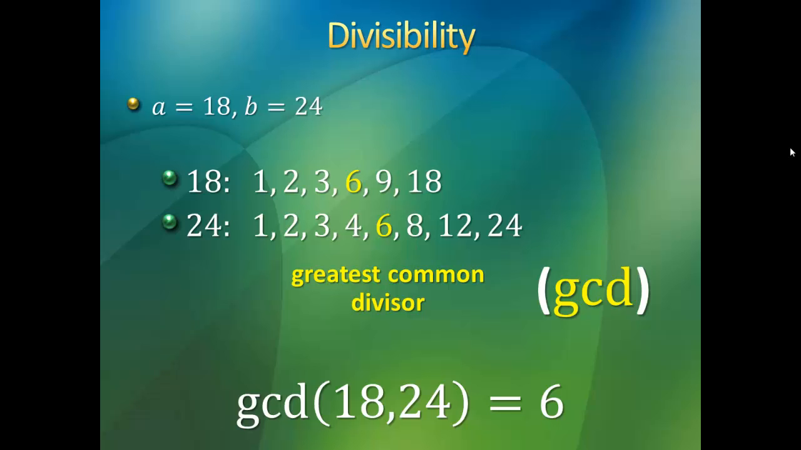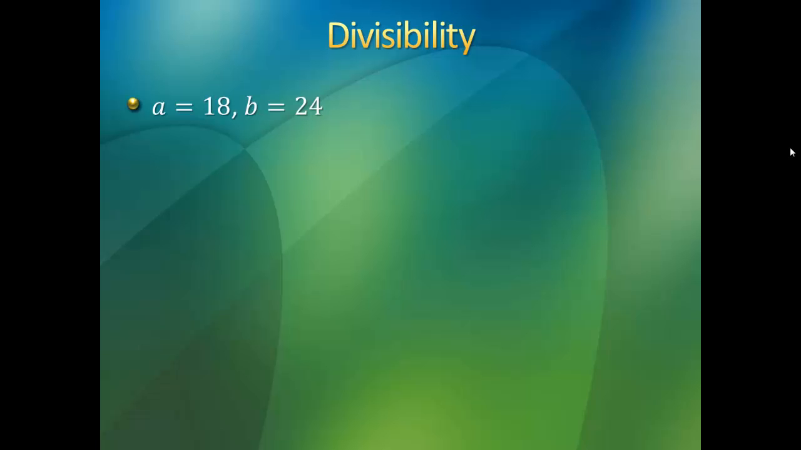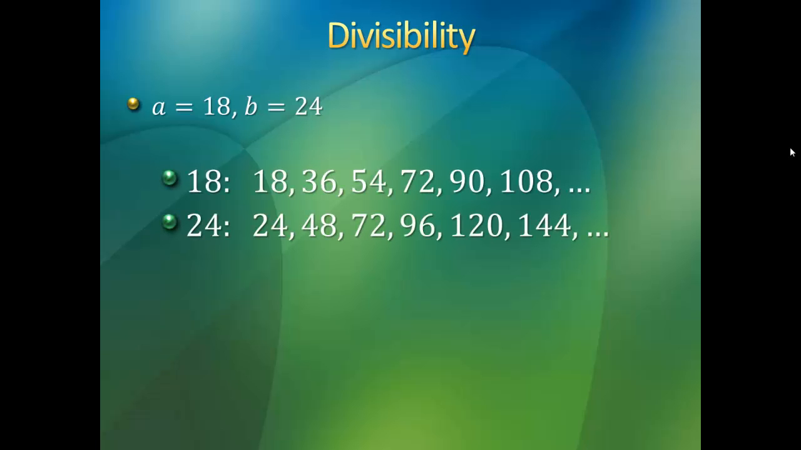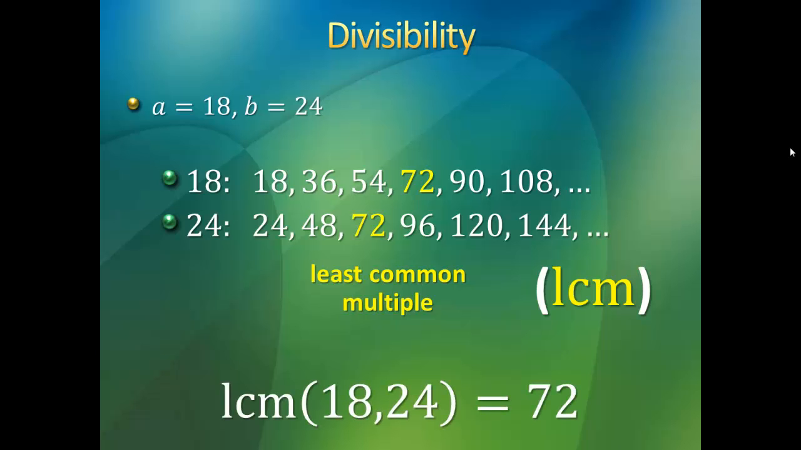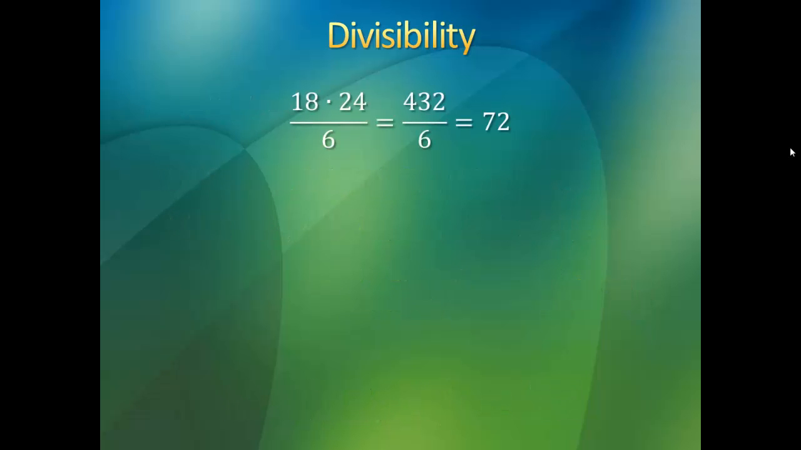Now suppose we were to list out the multiples instead. We can also find the least common multiple, or LCM, of two numbers. And there's two ways we can do this. First of all, as we've done here, we could list out the first number of multiples of 18 and 24 and see when they first have something in common. But this can be tedious. The other way is much quicker. Simply multiply the two numbers and then divide by their GCD. There's our least common multiple right there, 72.